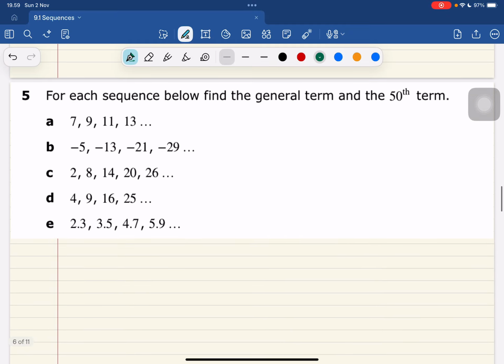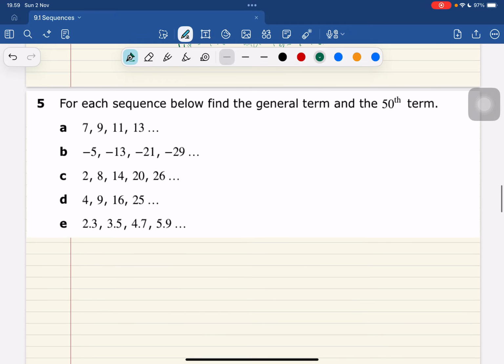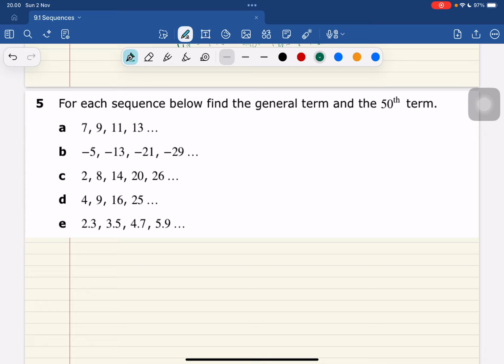Look at number 5. For each sequence below, find the general term and the 50th term. Okay, so let's check the difference of each. It's going to be plus 2, here also plus 2, plus 2. Only one difference, so this is 2n plus 5. So T50 is going to be 2 times 50 plus 5, which is 105.